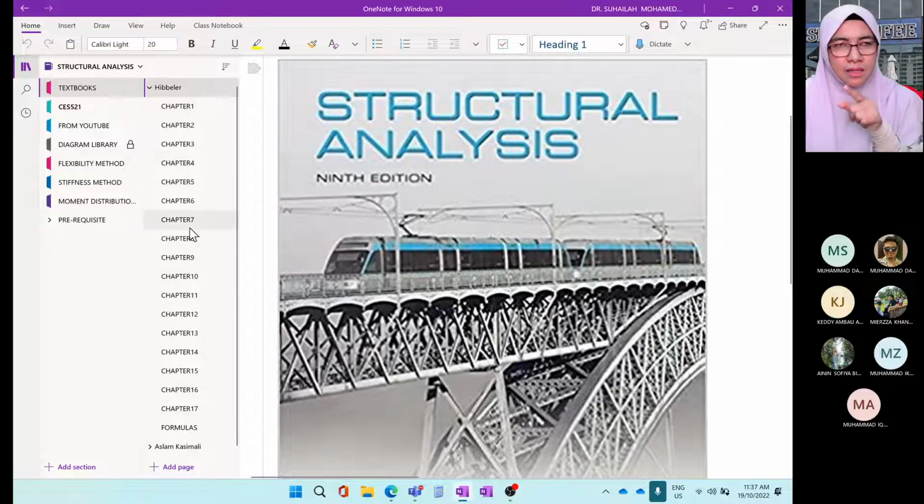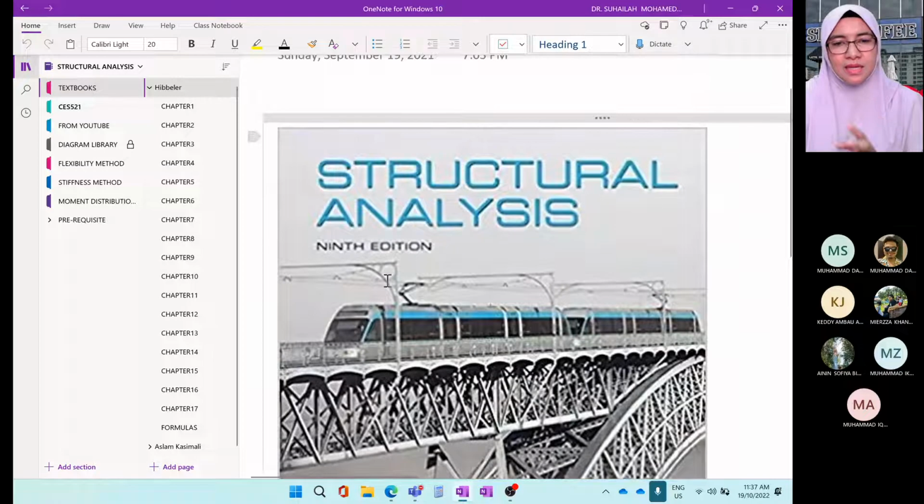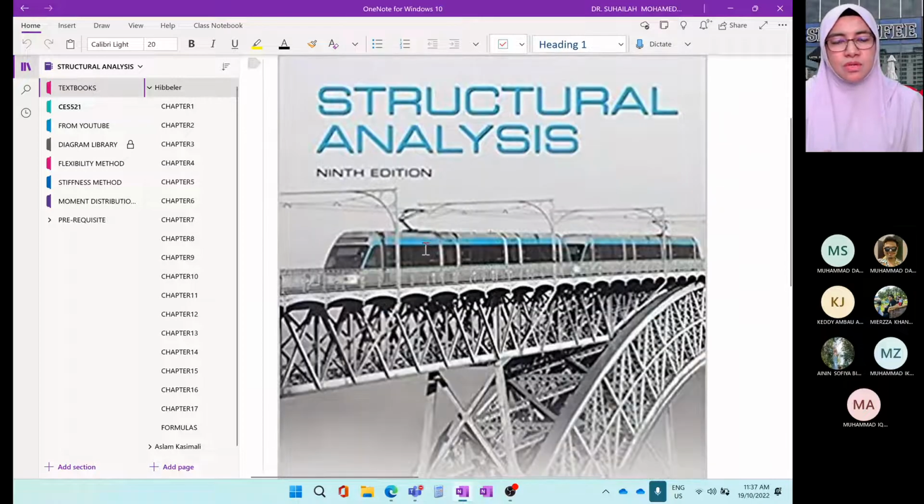So ini the main reference, the main reference which is stated in the syllabus, Structural Analysis by R.C. Hibbeler. This is the 9th edition ebook. So kalau you nak physical book, the latest one maybe 10th edition or 11th edition. Kalau you nak physical book, you just tell me, saya boleh arrange that one. Okay, and ebook ni actually sama je kalau 11th edition ke 10th edition pun sama.